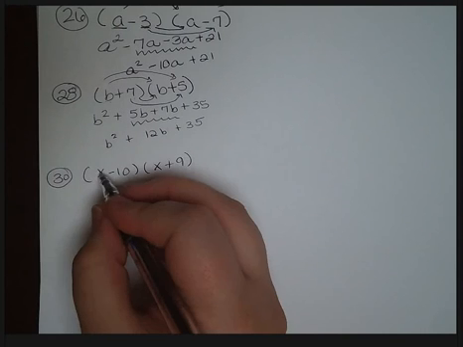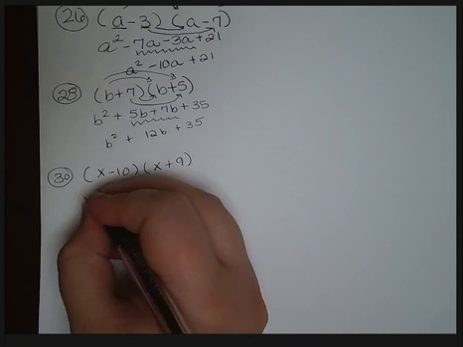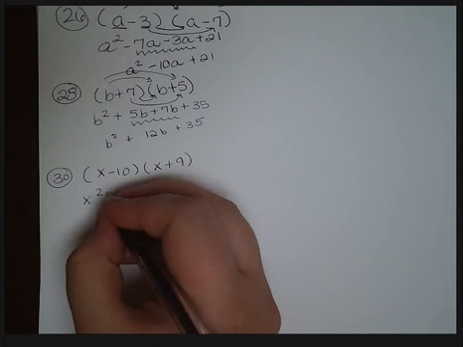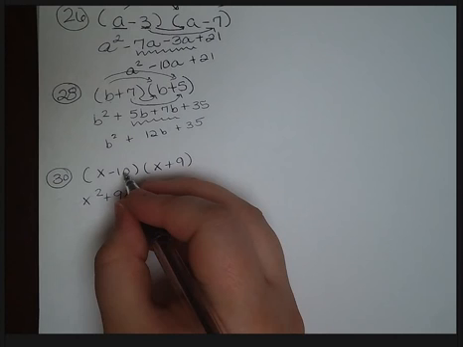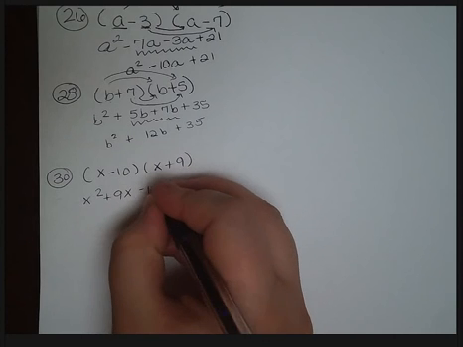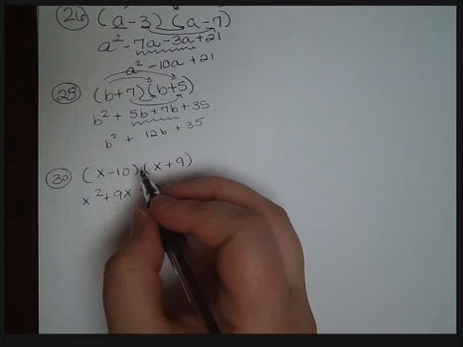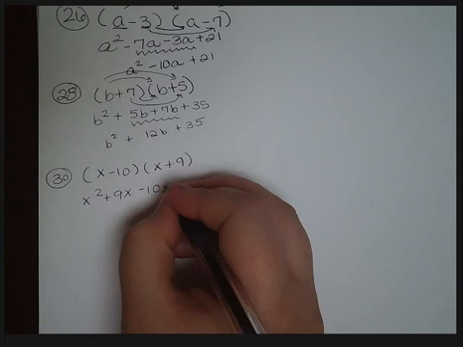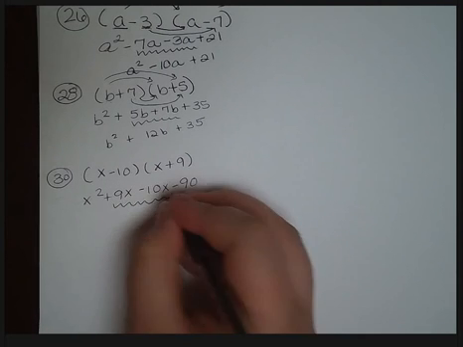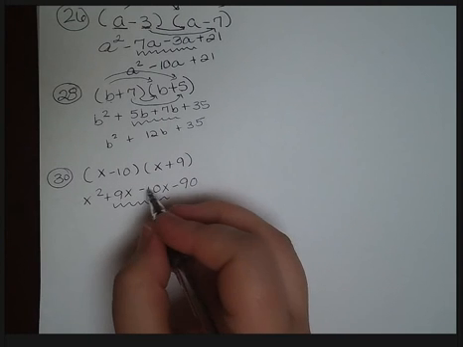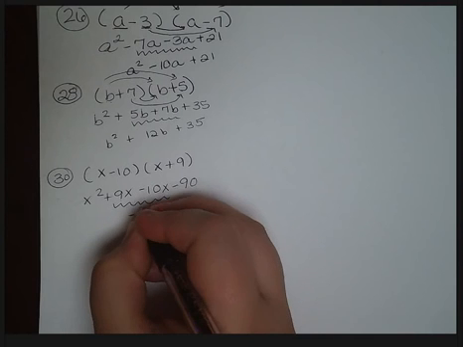So x times x is x squared, and then x times 9 is 9x. And then negative 10 times x is negative 10x. Negative 10 times 9 is negative 90. So now I combine my like terms. 9 minus 10 is negative 1.